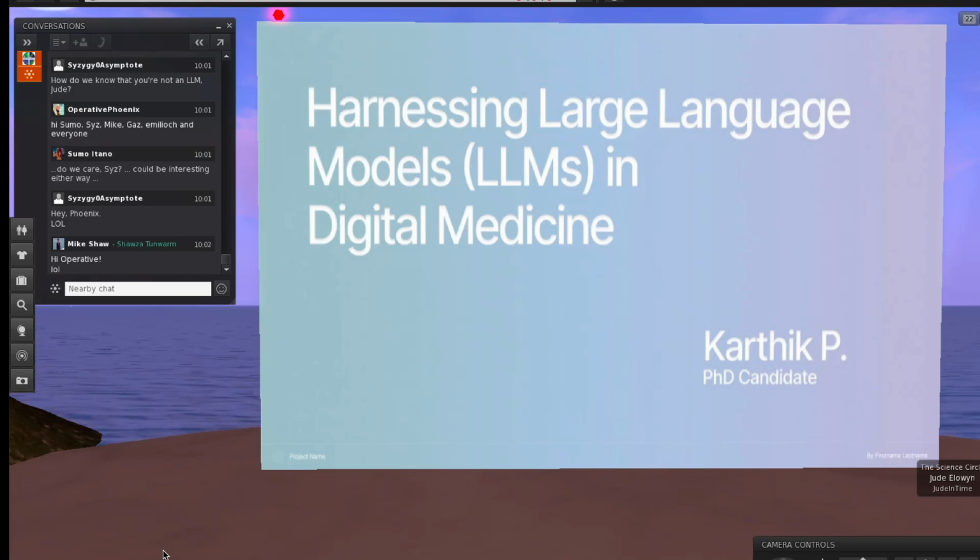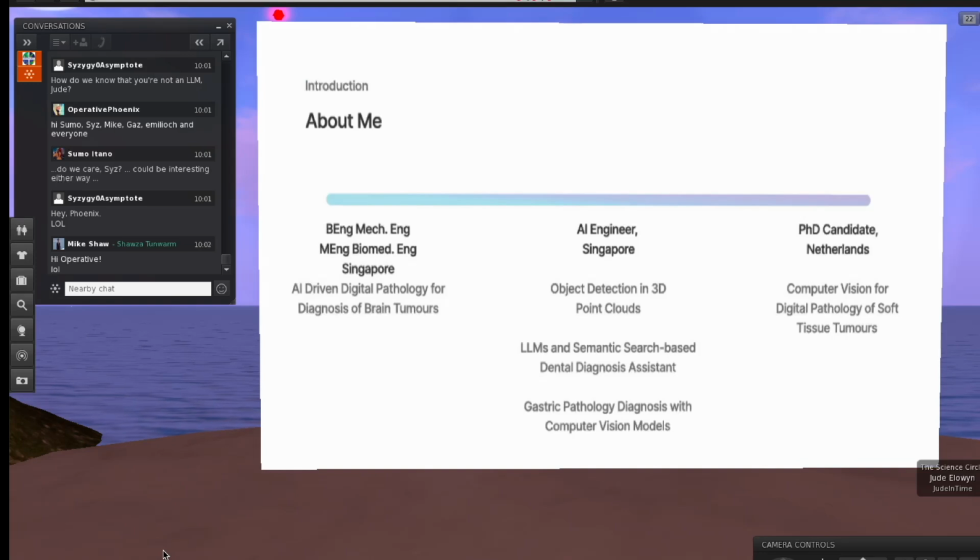Many of you would have probably interacted with LLMs like GPT and Palm and DeepSeek, etc. I work as a PhD candidate in the Netherlands. I'm currently working in a hospital, and much of my work actually involves computer vision, which is interesting because I'm talking about language models in this presentation, which is primarily natural language processing, but I'll explain why it's an important part of my work anyway.